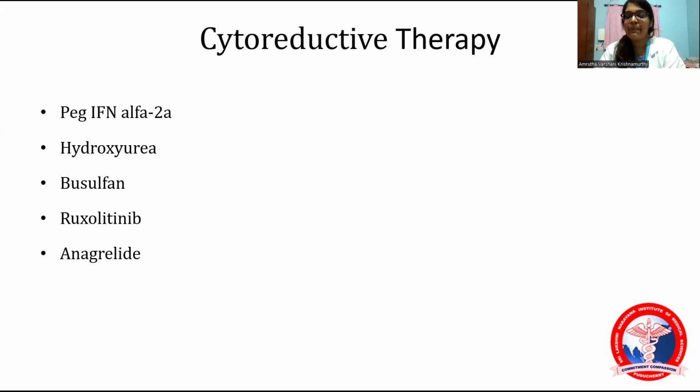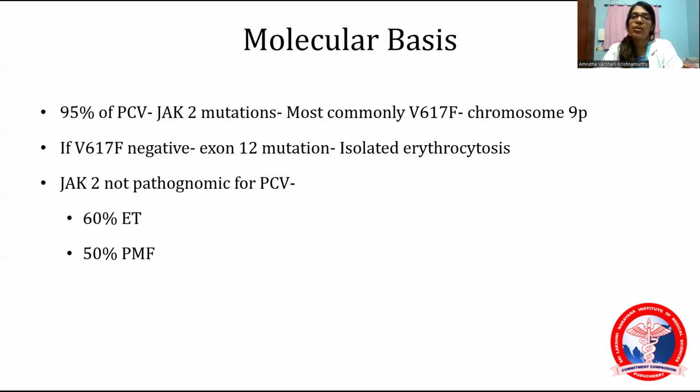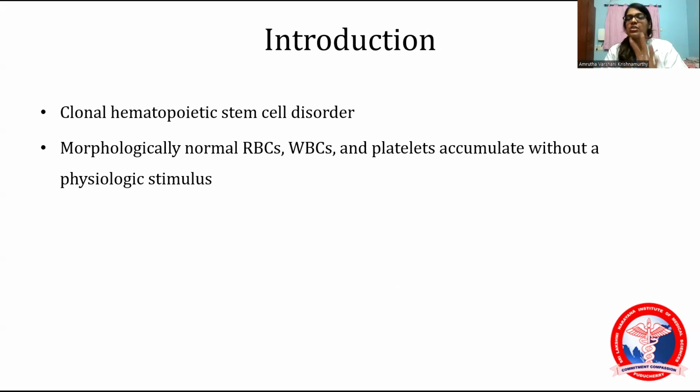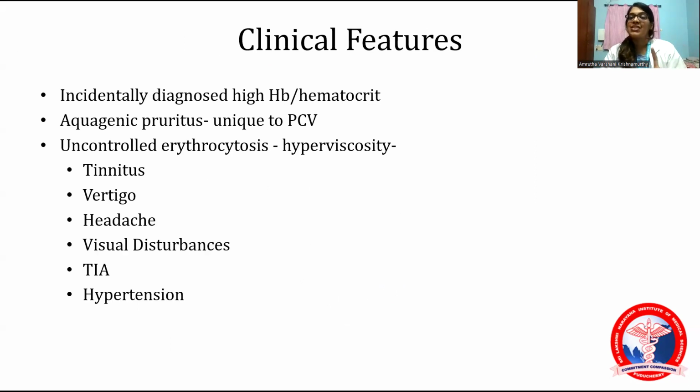Now let us just recap what exactly is polycythemia vera, how to suspect it, what to do, and what the treatment is. So as we know, it is a clonal hematopoietic stem cell disorder. That is, all three lineages are affected. The most common mutation is JAK2, that is V617F. If it is negative, we have to consider exon 12, which will only involve one lineage. But JAK2 is not specific.